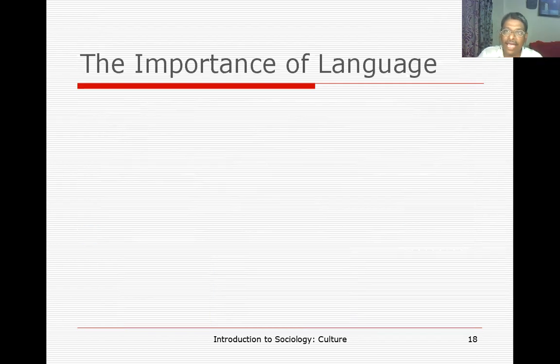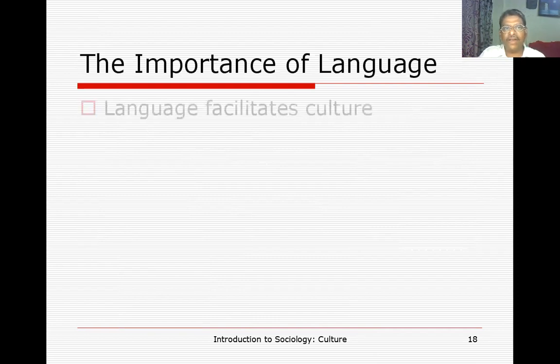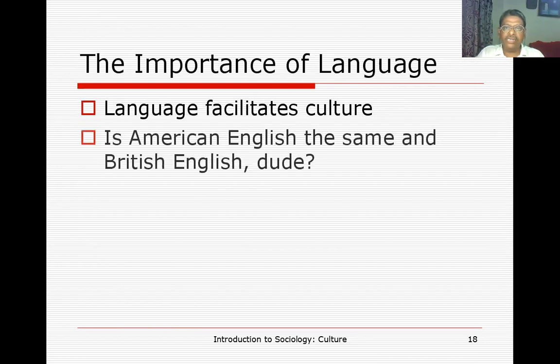So the language plays a vital role in culture. So the importance of language: language facilitates culture. Language is the key component in culture. Is American English the same as British English? No, not at all. It says C-O-L-O-U-R in British English. American English says you remove the U, C-O-L-O-R. You know, sometimes we really struggle, even in pronunciation. So the language plays a vital role in culture.